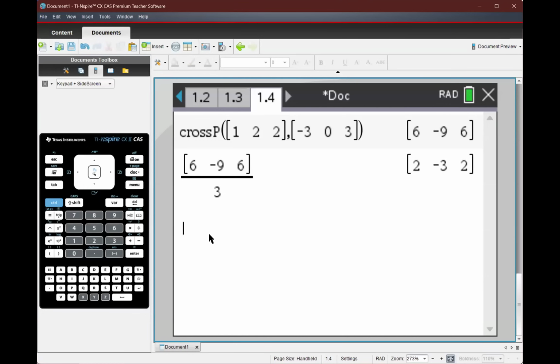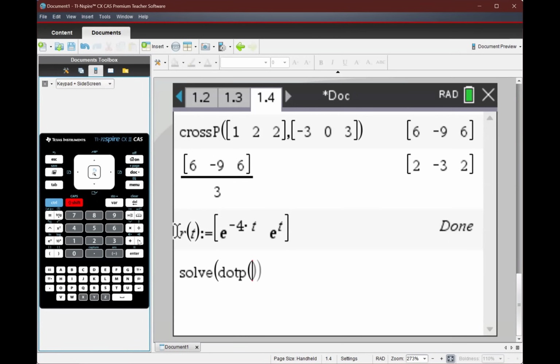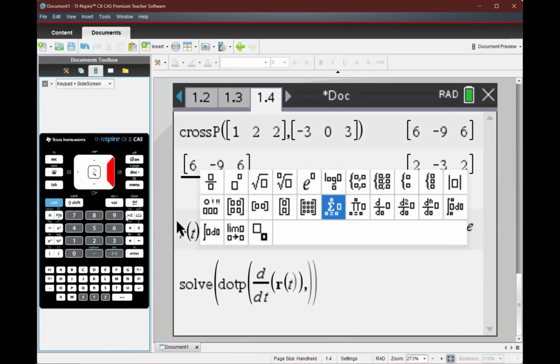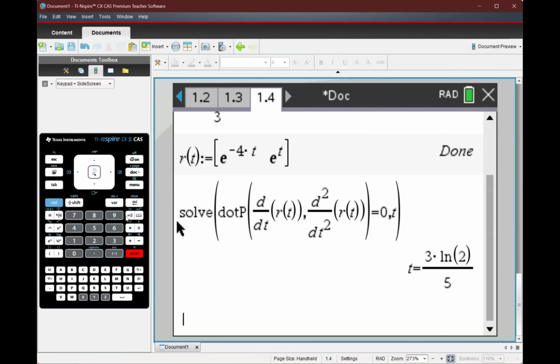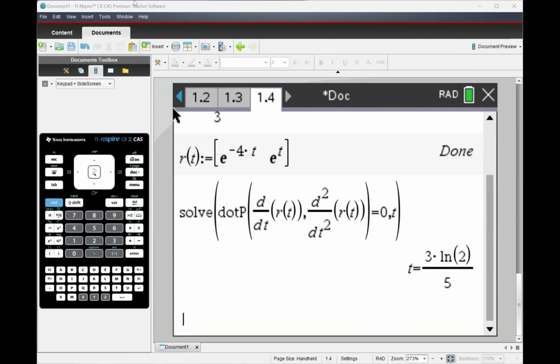So let's say r of t is assigned to exponential minus 4t, exponential t. And use the solve button, with the dot product: shift minus, the first derivative of r of t, comma, second derivative of r of t, equals to 0 for t. So 3 natural log 2 over 5. Option D is the correct answer.